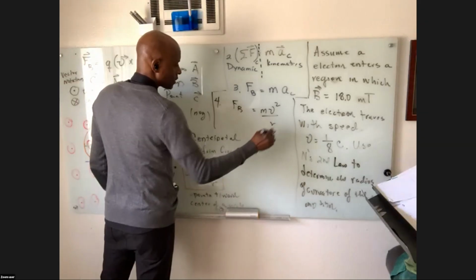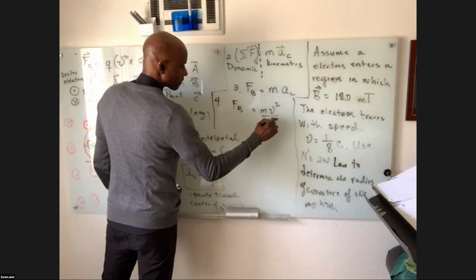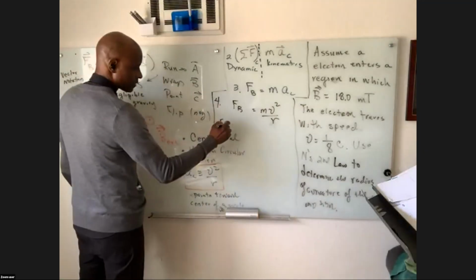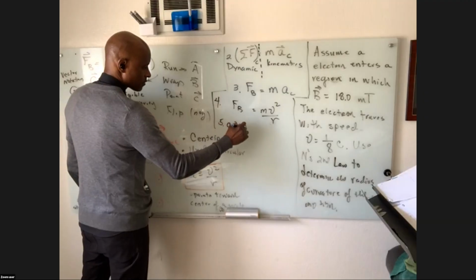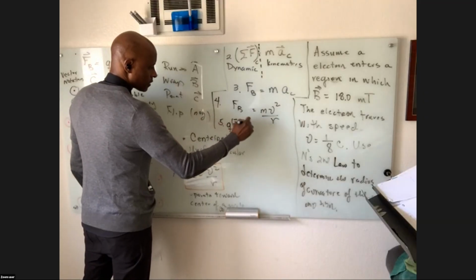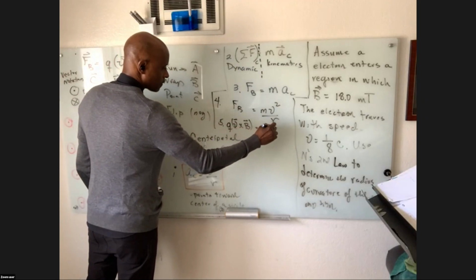Yeah, I subbed the equation for AC, so I got FB equals mv squared over r. Okay, keep going. Then what? Then I subbed the equation for the force, so Q times V cross B. Okay, keep going. Then I solve for R.